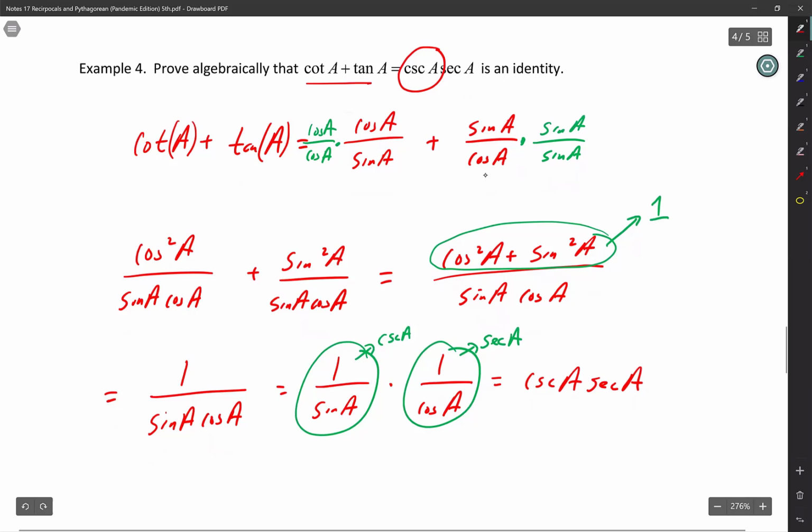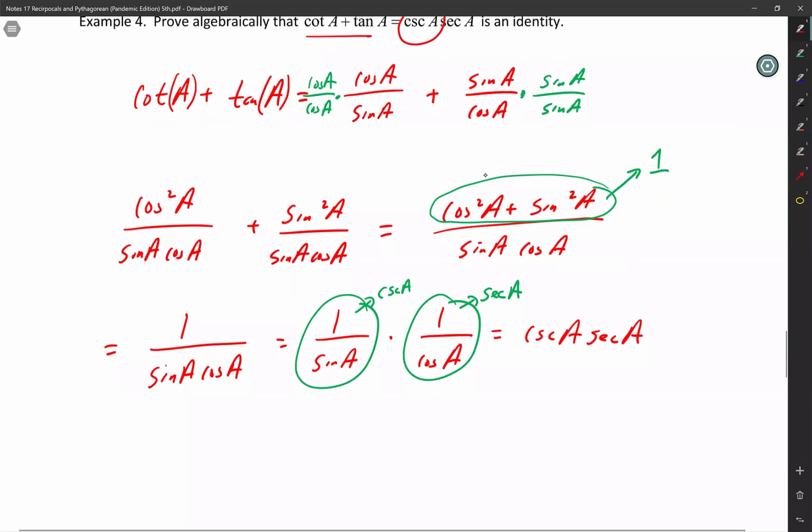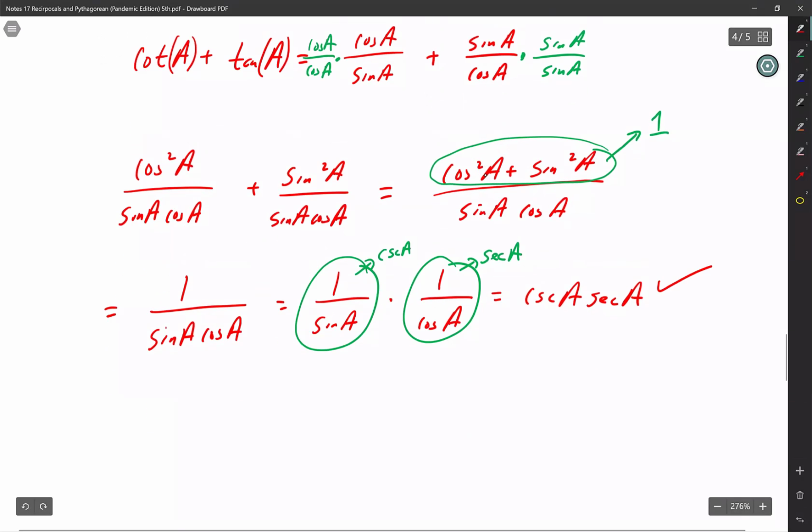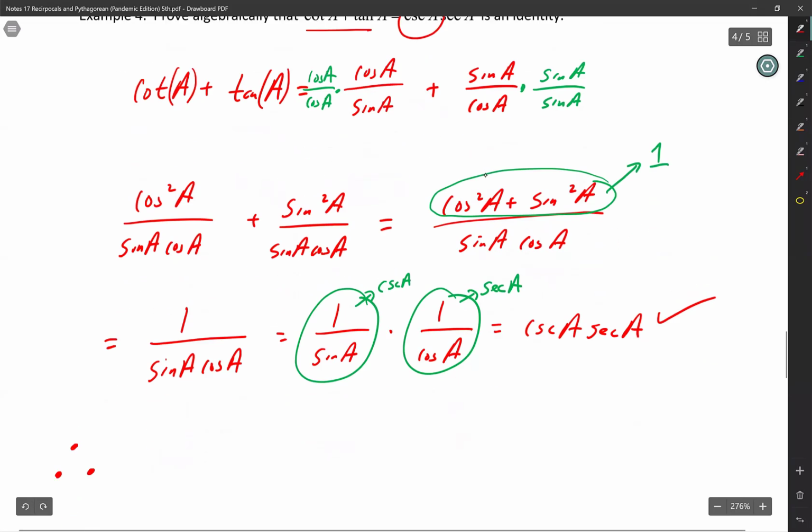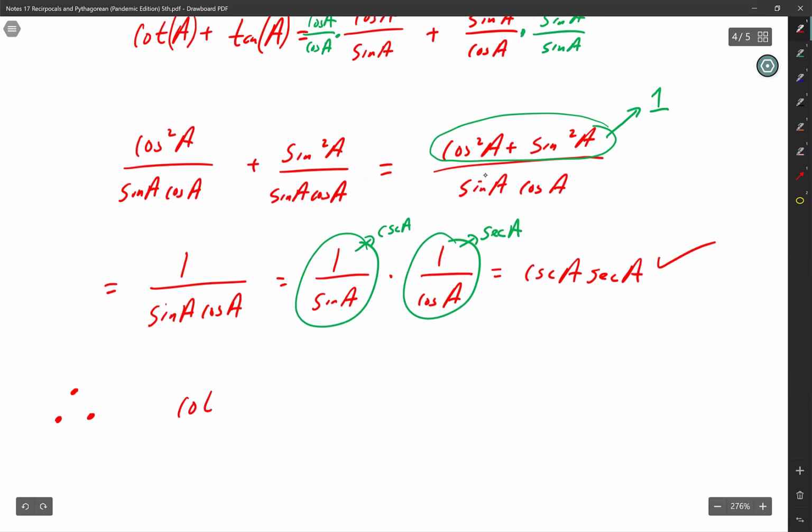And there it is. We're done. So what have we proved? I put a little triangle with 3 little dots, and a check mark. I like to put check marks, but you don't have to do that if you don't want to. And I put that cotangent A plus tan A does in fact equal cosecant A secant A.